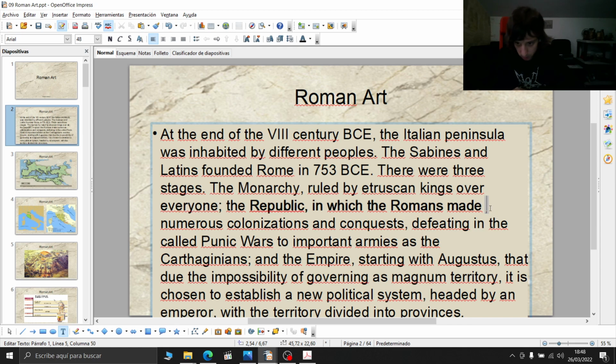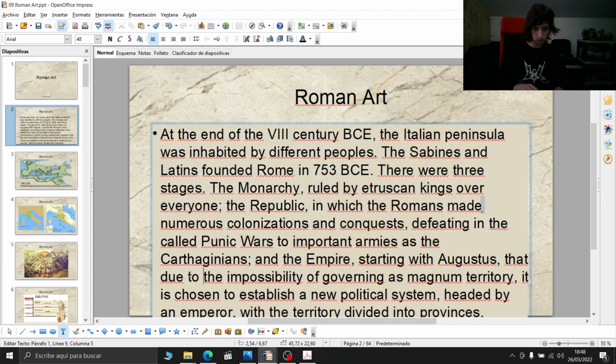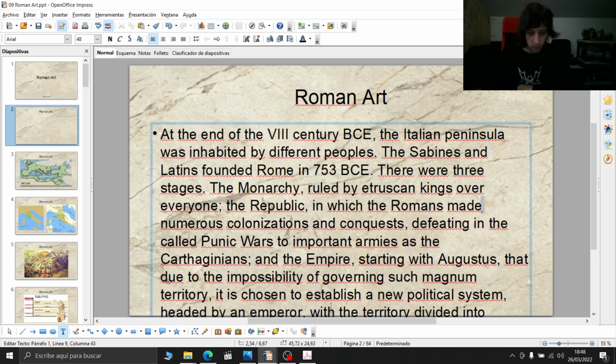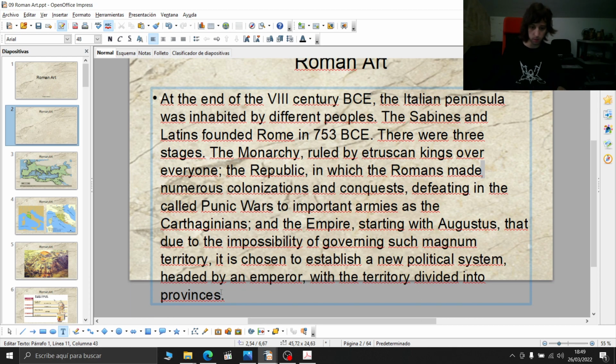In the Republic, the Romans made numerous colonizations and conquests, defeating in the so-called Punic Wars two important armies such as the Carthaginians. And the Empire, starting with Augustus, that due to the impossibility of governing such a large territory, it is chosen to establish a new political system, headed by an emperor with the territory divided into provinces.